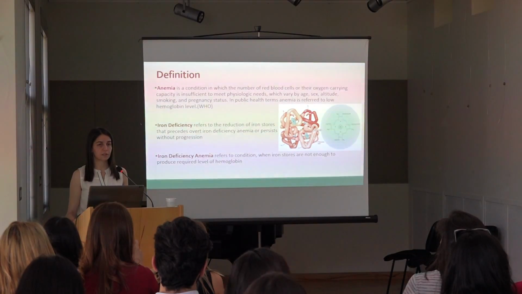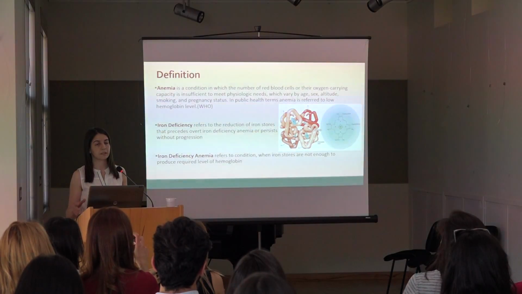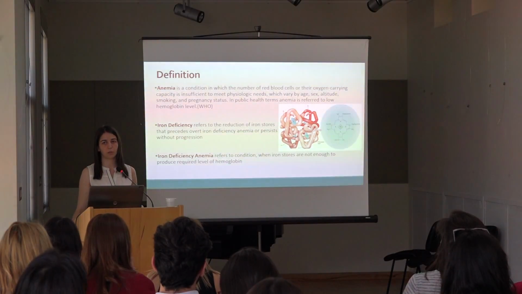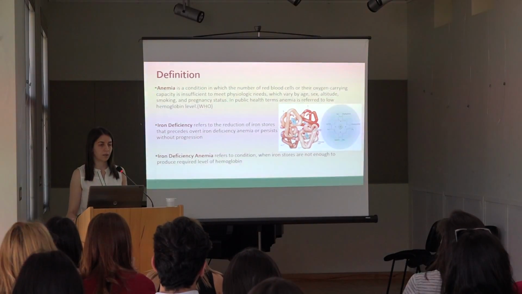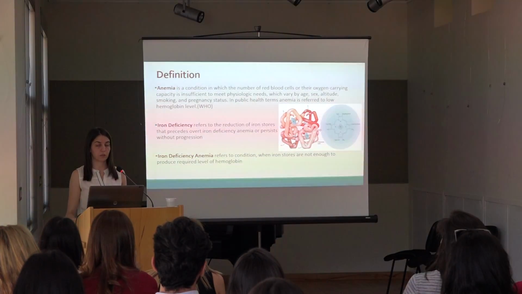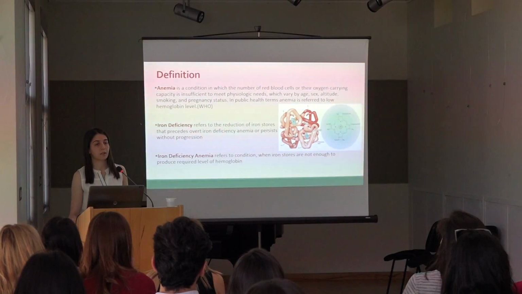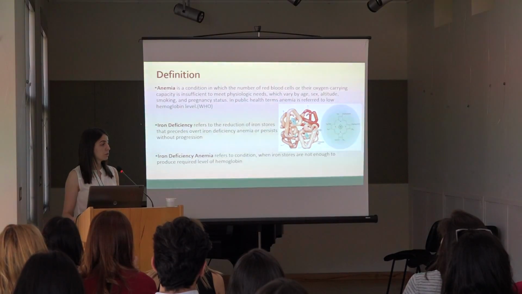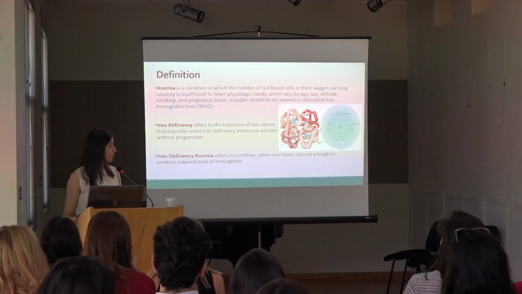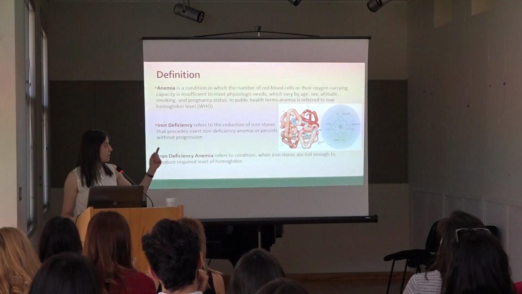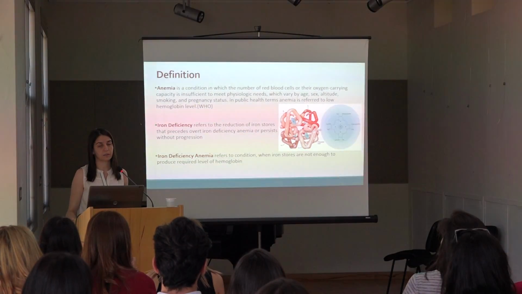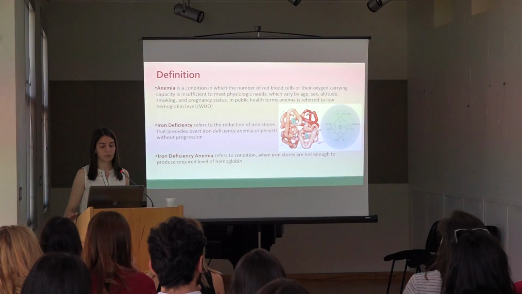And iron deficiency is another condition which refers to the reduction of iron stores that precedes overt iron deficiency anemia or stays without progression. Iron deficiency anemia, finally, refers to the condition when iron stores are not enough to produce required level of hemoglobin. In this picture, we see the molecule of hemoglobin on the left, and the blue circle is a heme and the rest is globin. We see that the iron, which is ferrum, plays a crucial role in the structure of hemoglobin, and it means that if there is no iron, there is no hemoglobin.